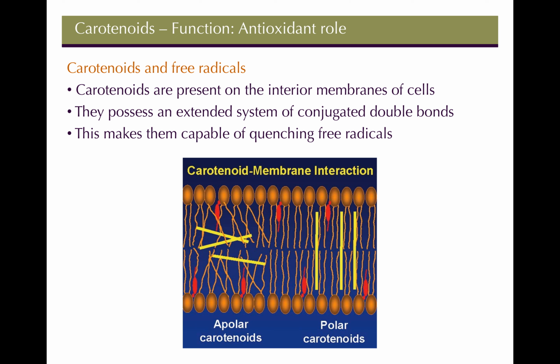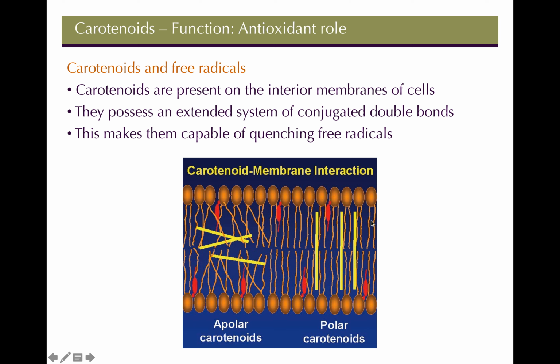And to move on to carotenoids, so what do carotenoids do? You probably knew before taking this class that they do have an antioxidant role, but I just want to say flat out that it's a different role than what vitamin C does. So carotenoids don't donate electrons to prevent oxidation. They do something called quenching free radicals.